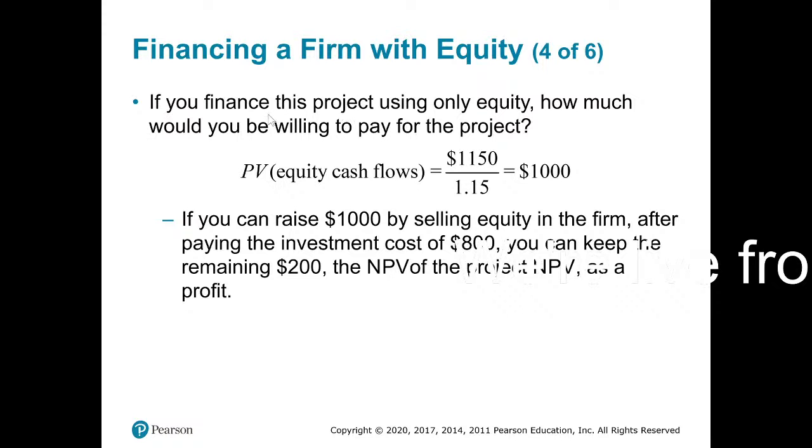So another type of question is, if the project is financed by equity only, how much are we willing to pay? What's the maximum? So that's a break-even analysis. So that's basically 1,000. That's how much we are willing to pay.